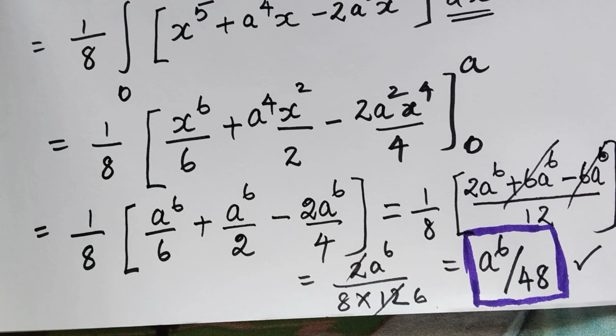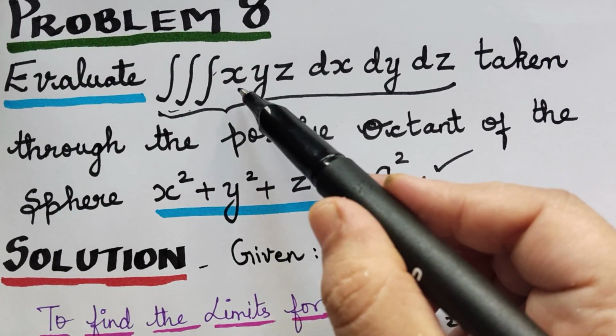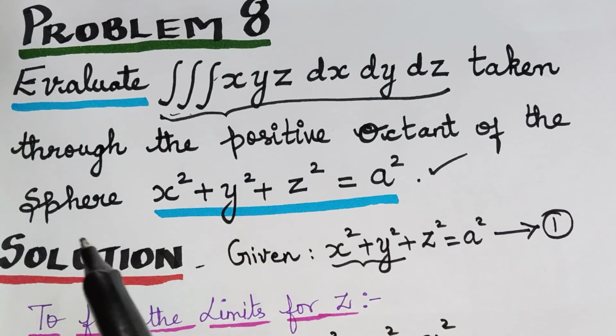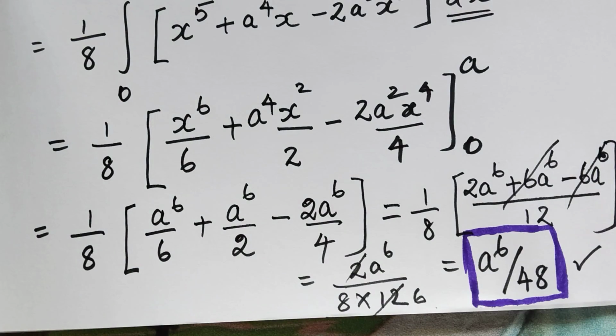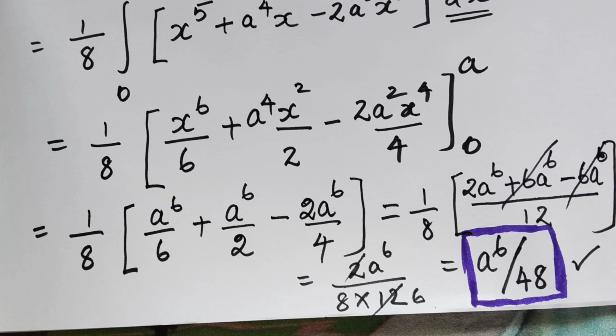So therefore we have evaluated the given integral, that is the triple integral xyz dx dy dz over the positive octant of the sphere, and hence we have evaluated it to be equal to a power 6 divided by 48. In fact, we can call it the volume of the sphere in the first octant with respect to the function given in the integral. So I hope you would have understood this problem.